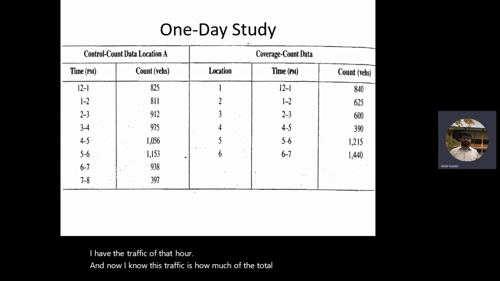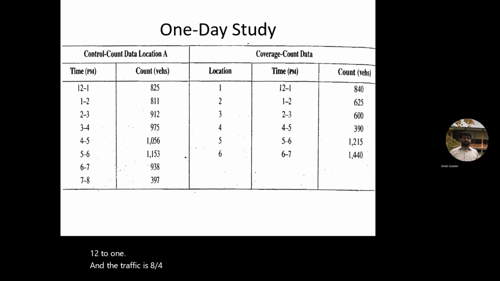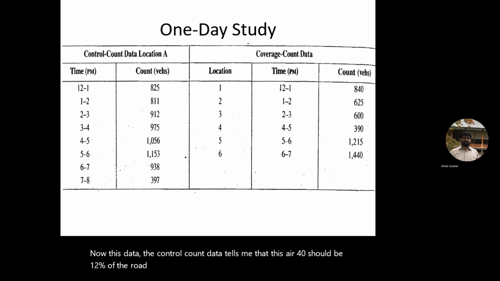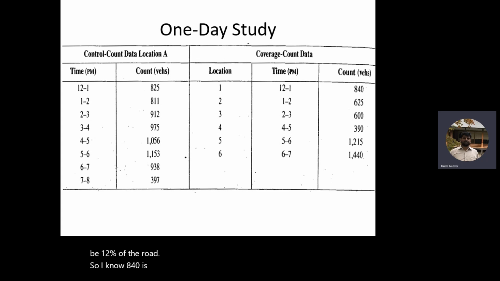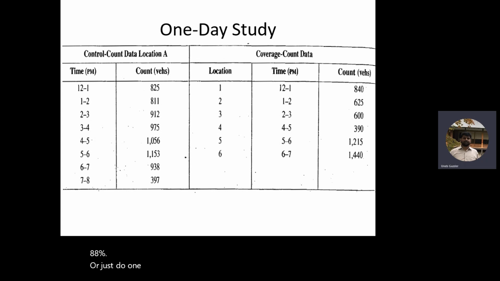For example, location 1, 12 to 1, and the traffic is 840. Now this data, the control count data tells me that this 840 should be 12% of the total. Okay, so I know 840 is 12% of the total. So how much is the total? Multiply the 88%. Or just do 1 over the number. Yeah. Just do that. Okay. We divide.